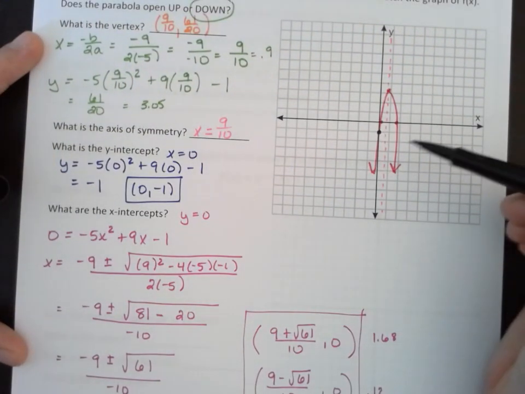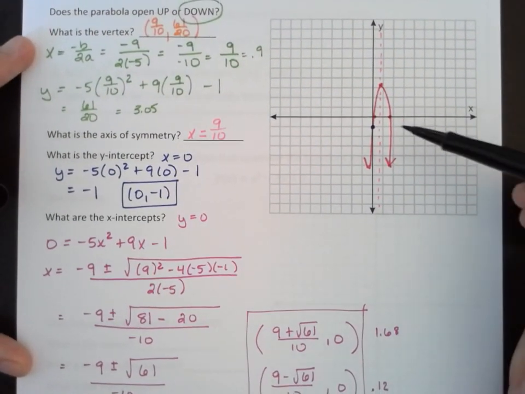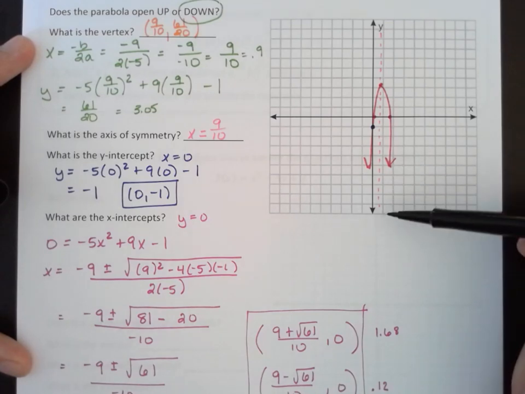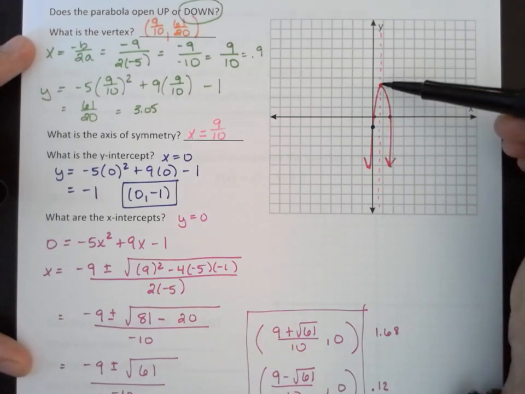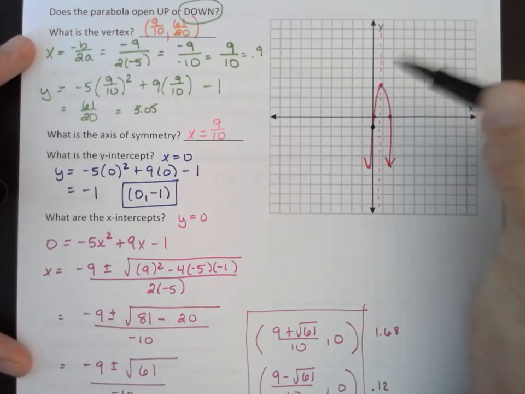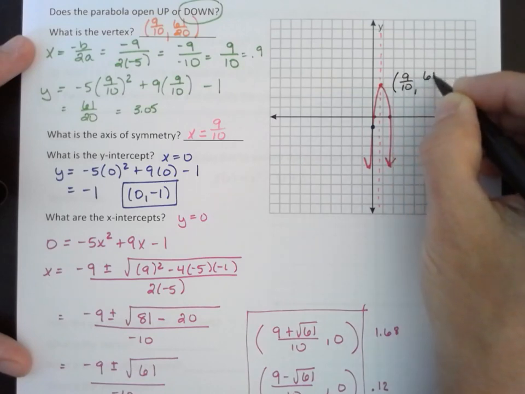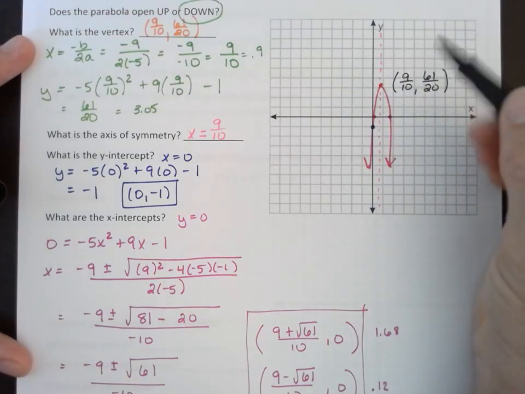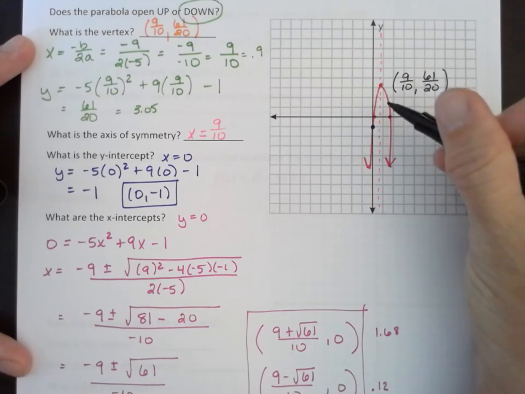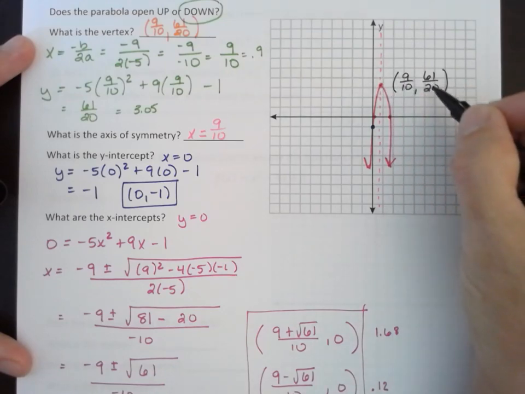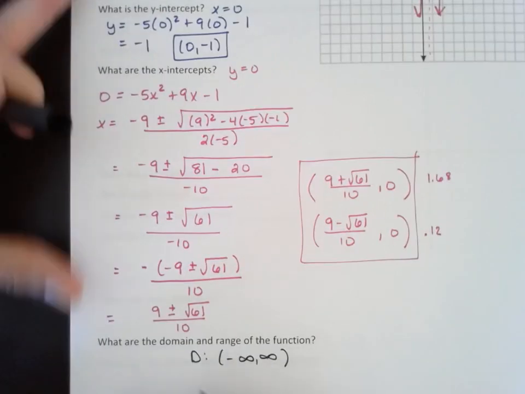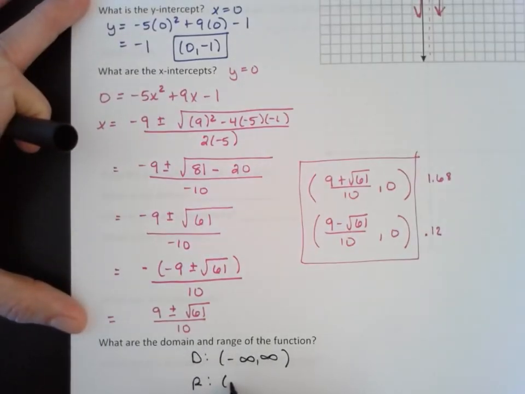The range, remember, you start at the lowest y. The lowest y is down there at negative infinity, but it comes all the way up and stops at this point. Do you remember what this point was? This is your vertex. That's the point 9/10 and 61/20. So it comes from negative infinity, goes all the way up to 61 over 20 and stops. So your range is going to be negative infinity to 61 over 20.